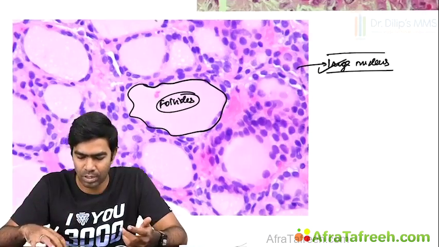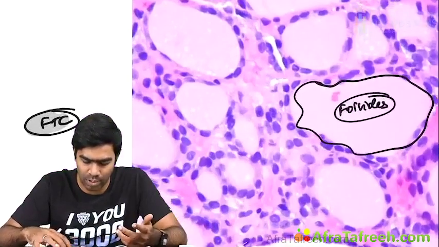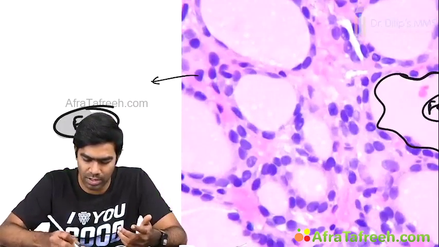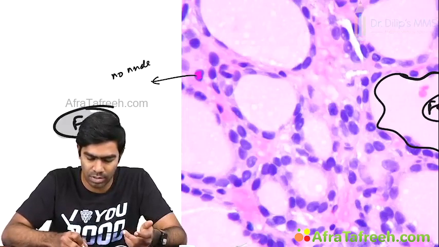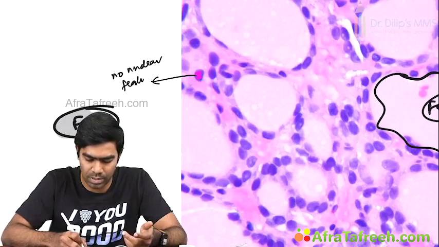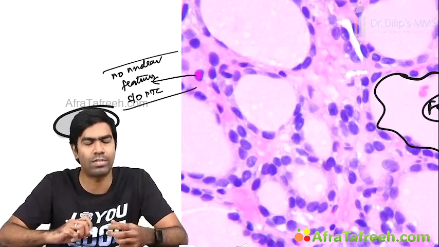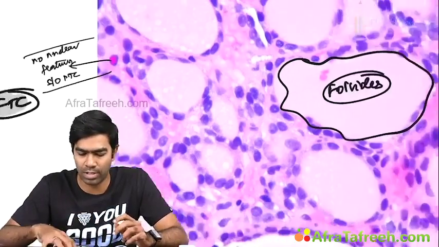And this alone will not tell you. And you don't have any nuclear features. You can see the nucleus doesn't have any clarity here. So the nucleus is well stained, and there are no nuclear features suggestive of PTC. Very important point again: no nuclear features suggestive of papillary thyroid cancer.